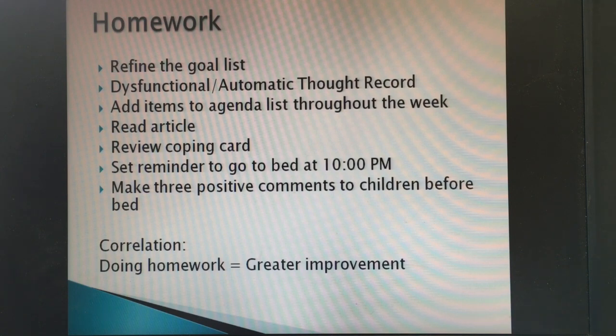So these are measurable, they're specific, and they're realistic goals. There have been some studies that have indicated that patients who do the homework actually get more benefit out of CBT, and that's always helpful to let patients know that if they want to up their chance of getting as much out of this as they can, doing the homework is one of the ways to do that.